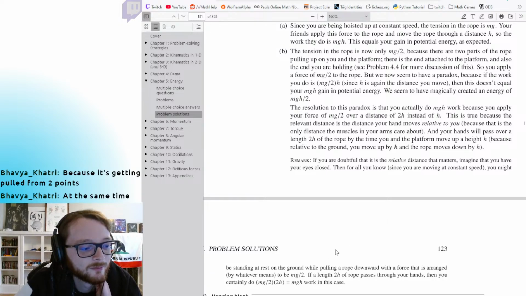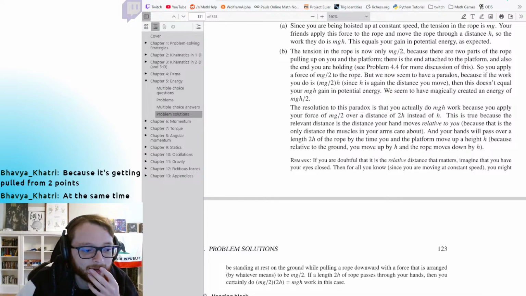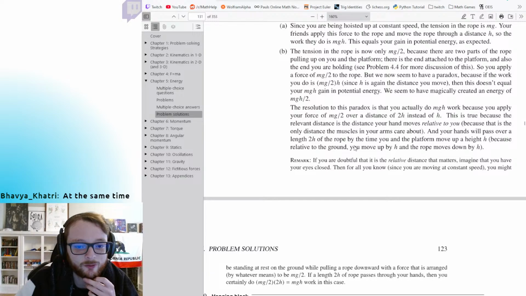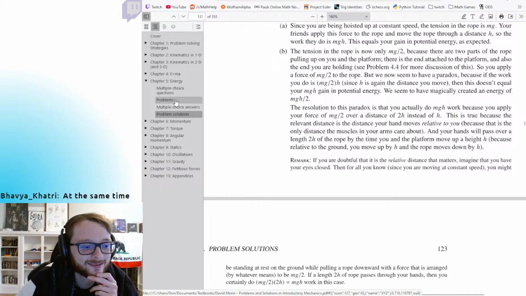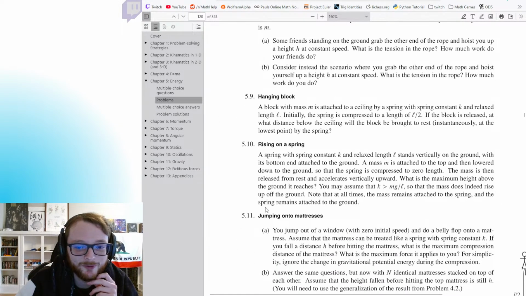Interesting. I don't think it's that. I think it's literally, they're saying it's literally the distance that my hands move. Ugh. These problems are insane.